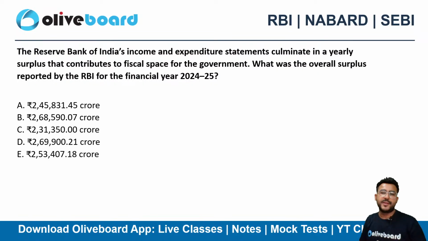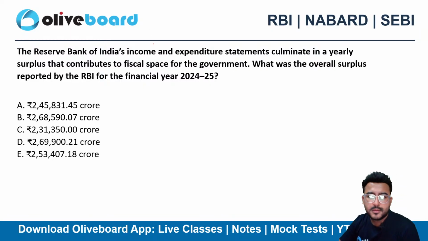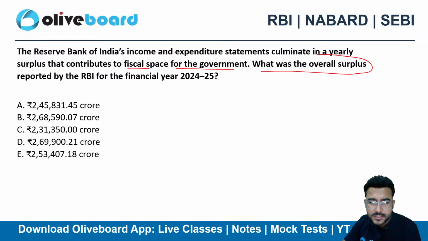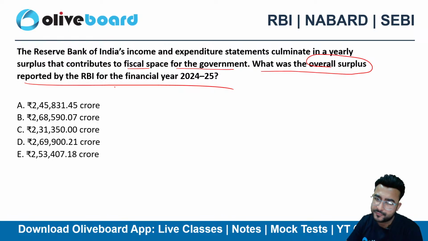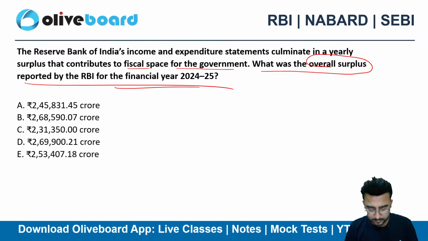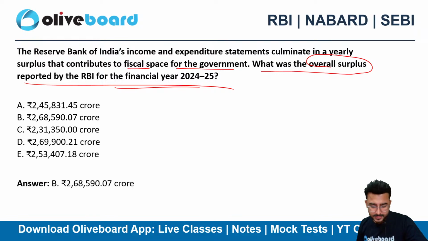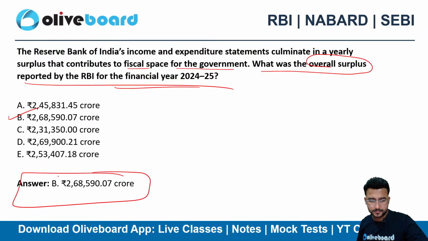Next is, the Reserve Bank of India income and expenditure statement culminates in a yearly surplus that contributes to the fiscal space of the government. For the government, what was the overall surplus reported by the RBI for financial year 2025? Overall surplus. Yes, Aditya, very good. Option B is the correct choice here. Option B, that's the overall surplus.